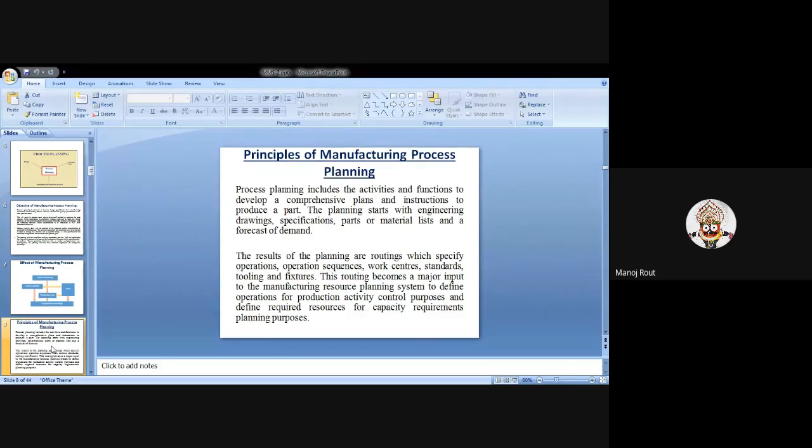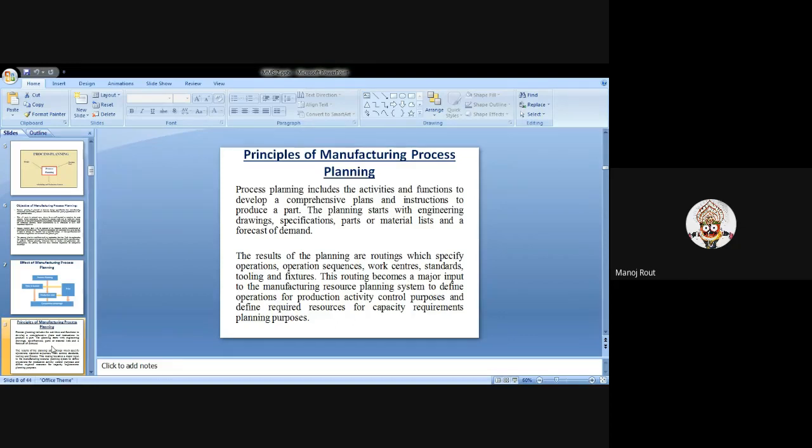The next one is the principles of manufacturing process planning. Process planning includes the activities and functions to develop a comprehensive plan and instructions to produce a part. The planning starts with the engineering drawing, the part and material list, and a forecast of demand. As you know, the planning starts with the engineering drawing, which contains the specification of the product, then the list of materials, and demand forecasting, whether qualitative or quantitative.